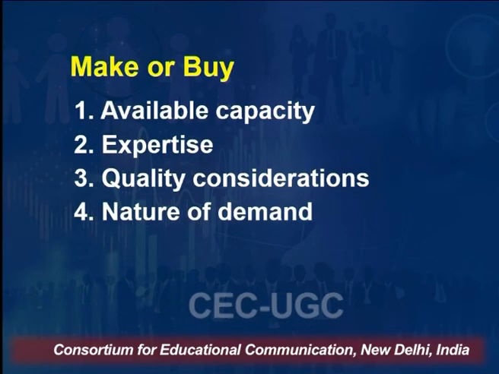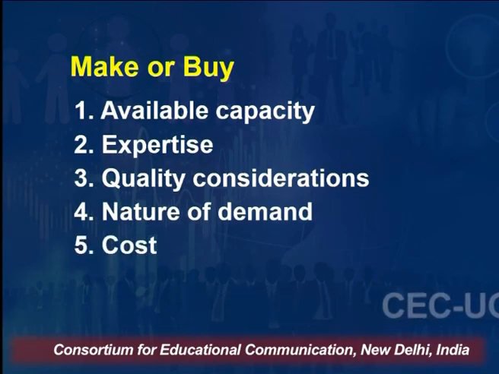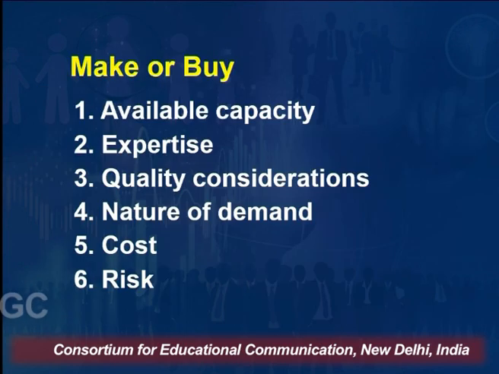For example, a car manufacturer may not be manufacturing the carburetor, the spark plug, the lights, or the leather seats themselves. Some of the items they buy from others. So make or buy is also a very important decision to be taken in capacity management. You have to look at what my available capacity is, what my expertise in that component is, what quality considerations are required, what the nature of the demand is, what the overall cost is, and what the risk in producing it is.